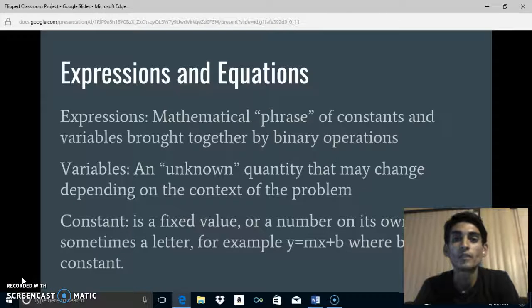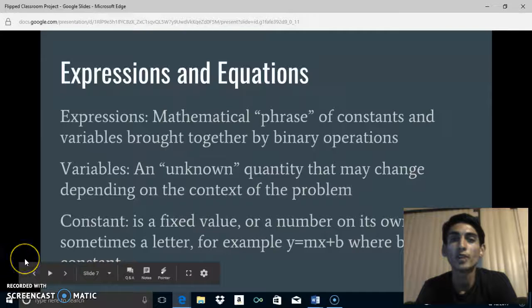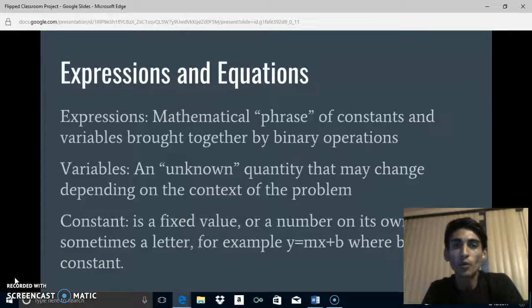Hello everyone. So now that we have learned what expressions, equations, coefficients, constants, and variables are, we're going to do a little mini quiz and take a look at some problems on our own and see if we can identify some of the variables, constants, and coefficients. But before we begin, let's remind ourselves of our definitions.